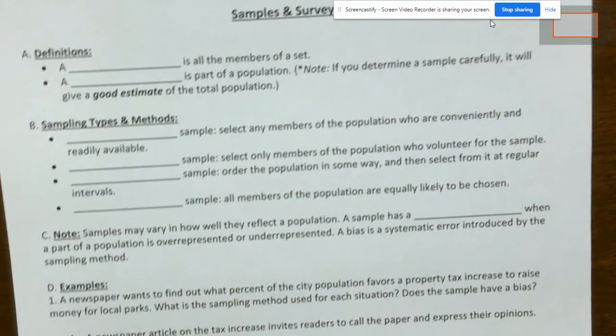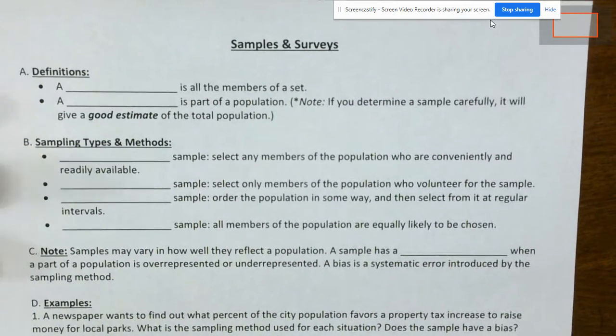Hey guys, so this is the last lesson we're going to be doing, and it is going to be on samples and surveys. You'll notice that what we're going to be doing in this lesson is not really a lot of math stuff. We're going to be talking about survey questions and bias that a survey might have. So we're going to start off with some definitions.